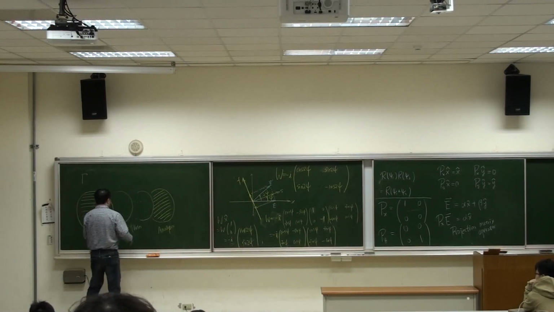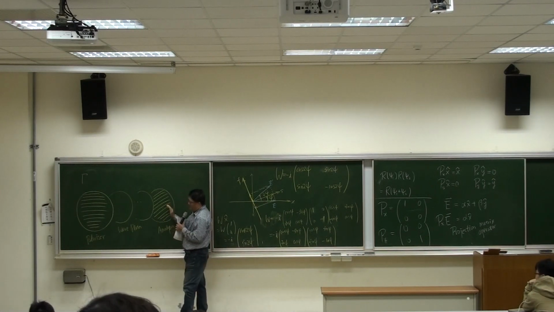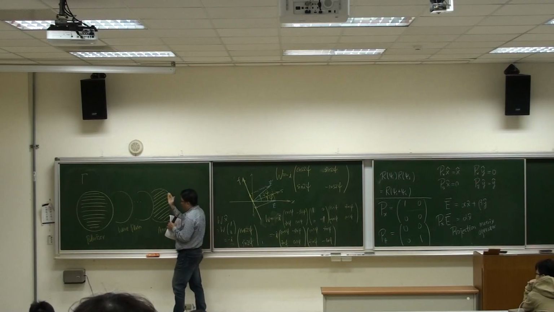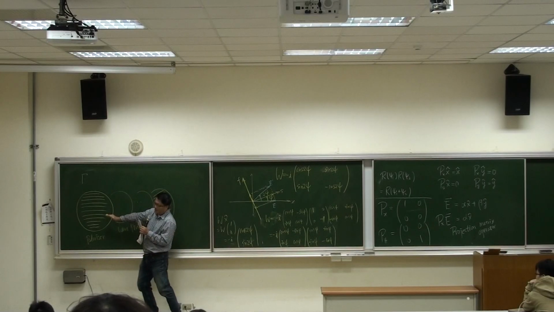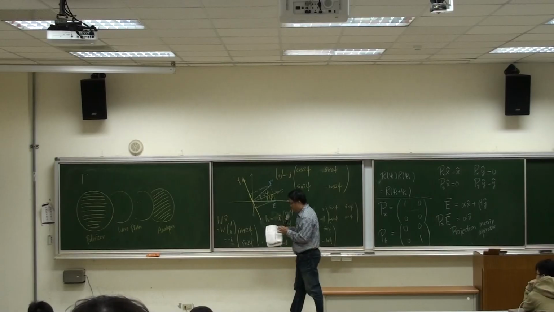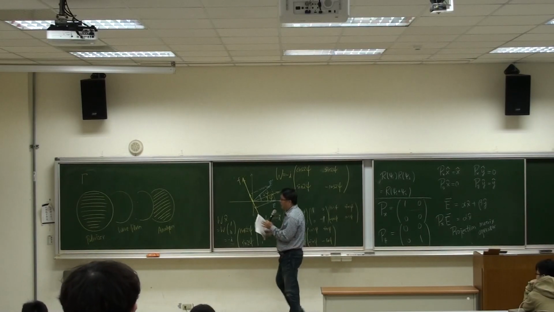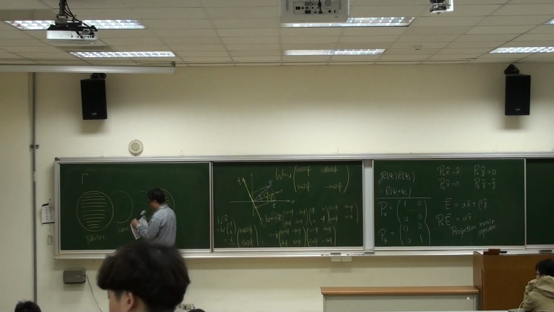So you can choose the analyzer to have the transmitting axis parallel to the polarizer or orthogonal to the polarizer, to get different results. And finally, you can calculate the transmission of the light.